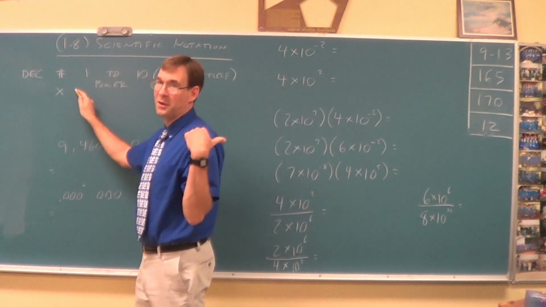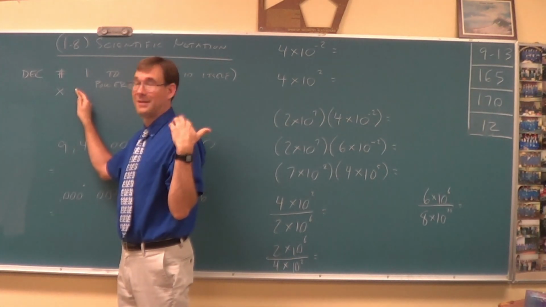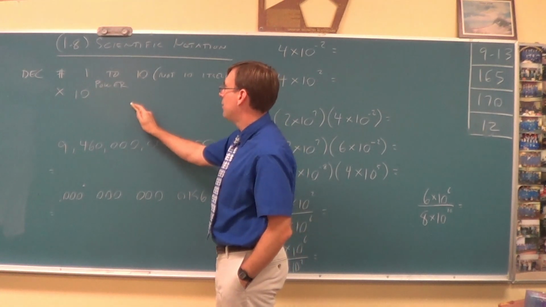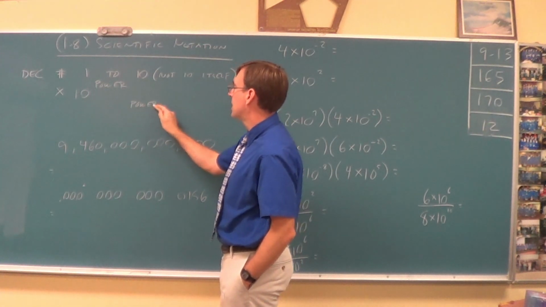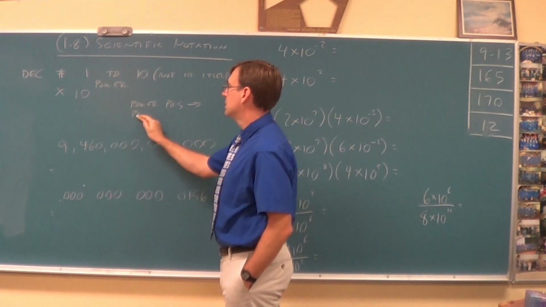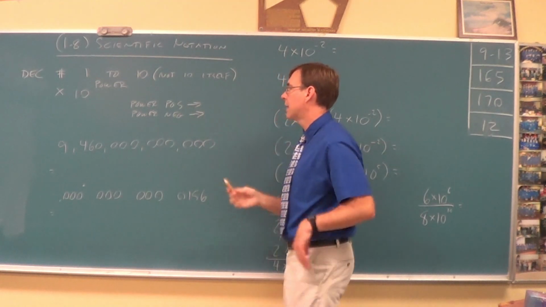Look around the board if you don't have it in your memory. What's the number going to a power? 10. It's always times 10 to a power. How you decide on that power, sometimes that power is positive for certain kinds of numbers. Sometimes that power is negative for other kinds of numbers.